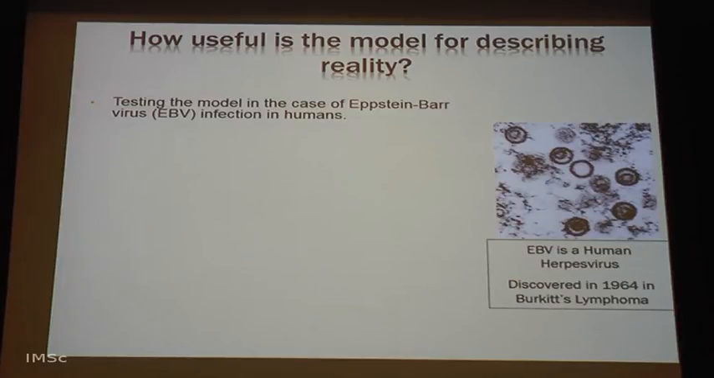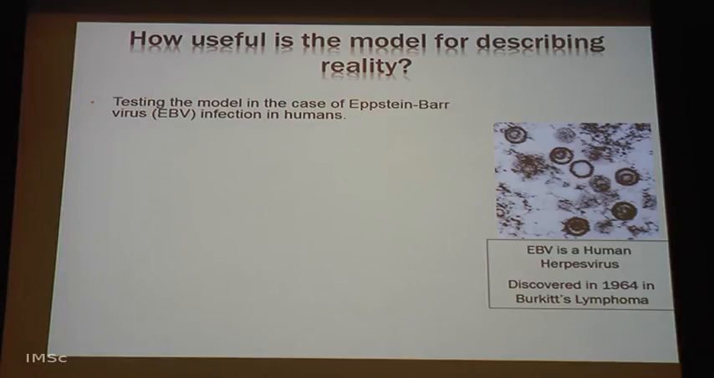And the way we're going to do this is we're going to use data from a concrete virus, Epstein-Barr virus, and see how far we can get with this model in terms of making a forecast about certain properties of Epstein-Barr virus infection, which are not pieces of information that we put into the model when we were constructing it.